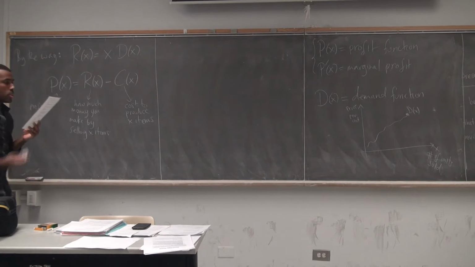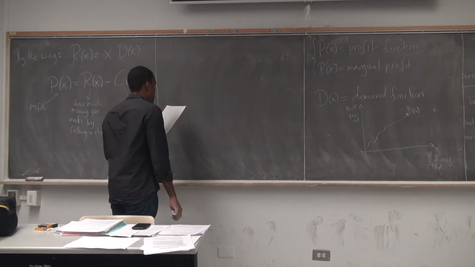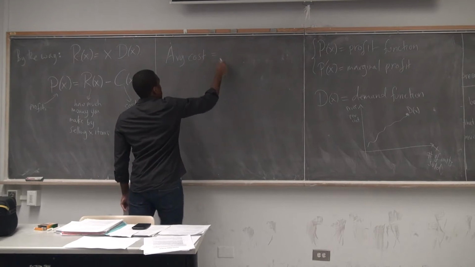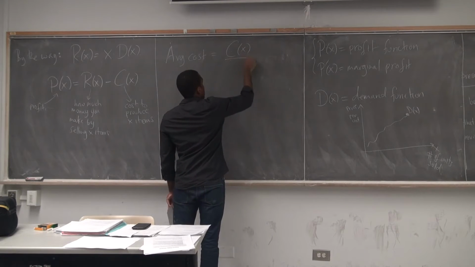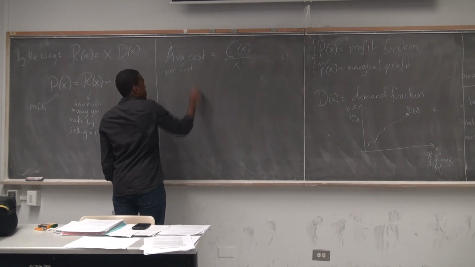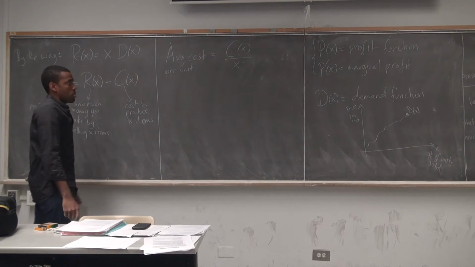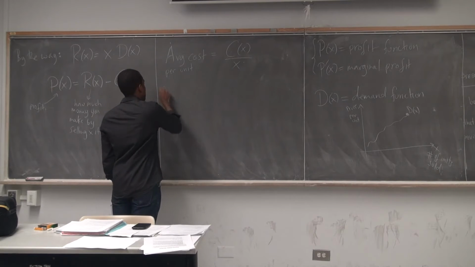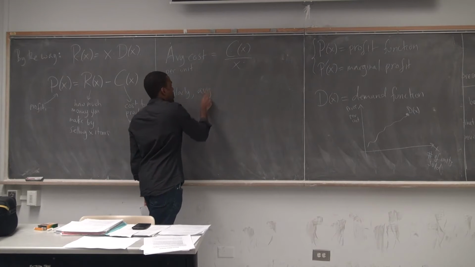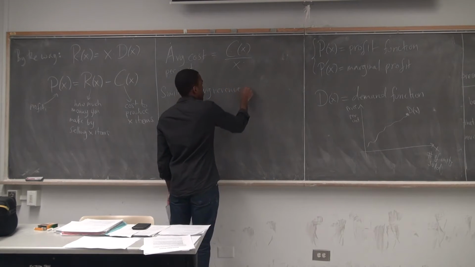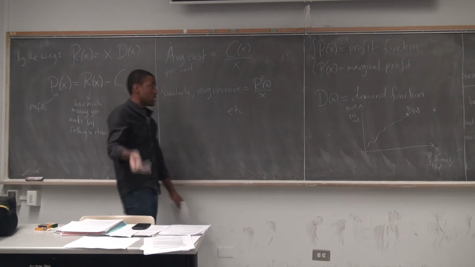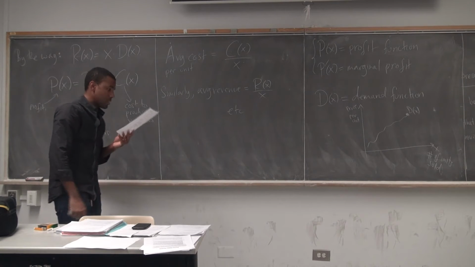Let's do it. There's an idea of average. Sometimes we like to talk about that. If I talk about average cost, it's just C of X over X. The cost over the total amount of things produced. Similarly, if I talk about average revenue, that's just R of X over X, etc. Right? Average, just think of taking the function, dividing by X.